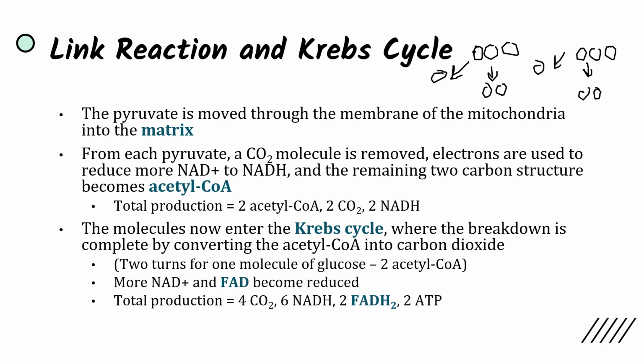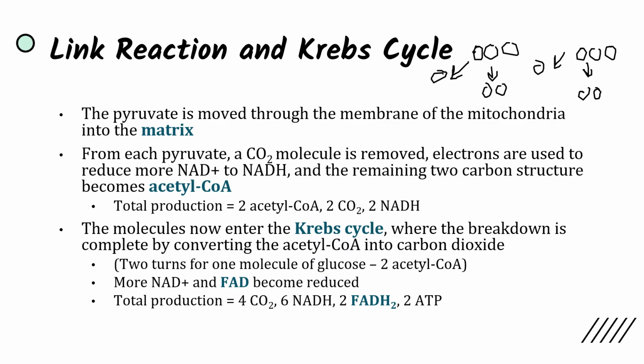And these acetyl coenzyme A molecules enter the Krebs cycle, where breakdown is complete by turning each acetyl coenzyme A into carbon dioxide. So eventually, through the link reaction and glycolysis and the Krebs cycle, all 6 molecules of carbon that started as glucose are going to end up exiting the cell as carbon dioxide. That's what we exhale. And it takes 2 turns for 1 molecule of glucose because, of course, there are 2 acetyl coenzyme A's that need to move through the cycle. And we'll look at the diagram in a second.